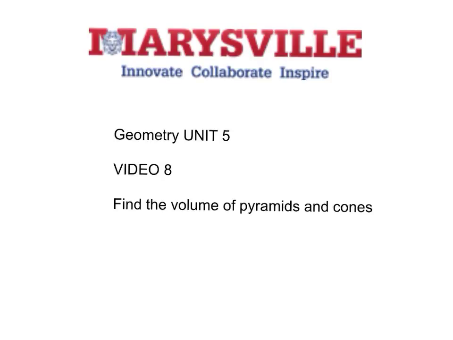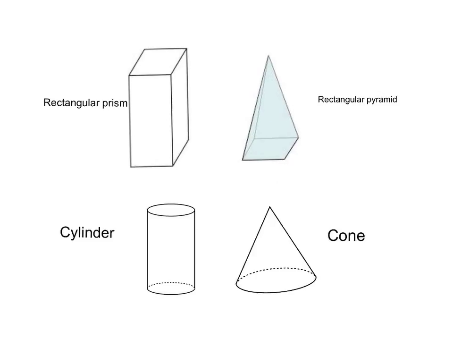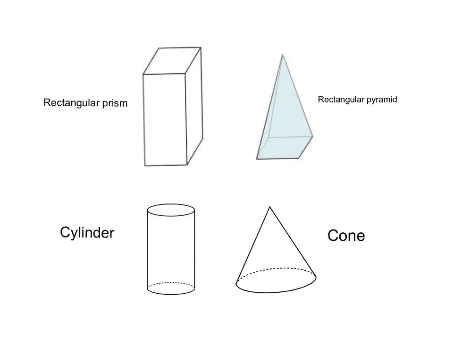Hi class, in this lesson we're learning to find the volume of pyramids and cones. In the last lesson we learned about finding the volume of prisms and cylinders, so we're making that connection. For prisms and cylinders we could think of stacks, like this square or rectangular CD case multiplied by the height of that stack, or a pancake multiplied by the height of the stack of pancakes.